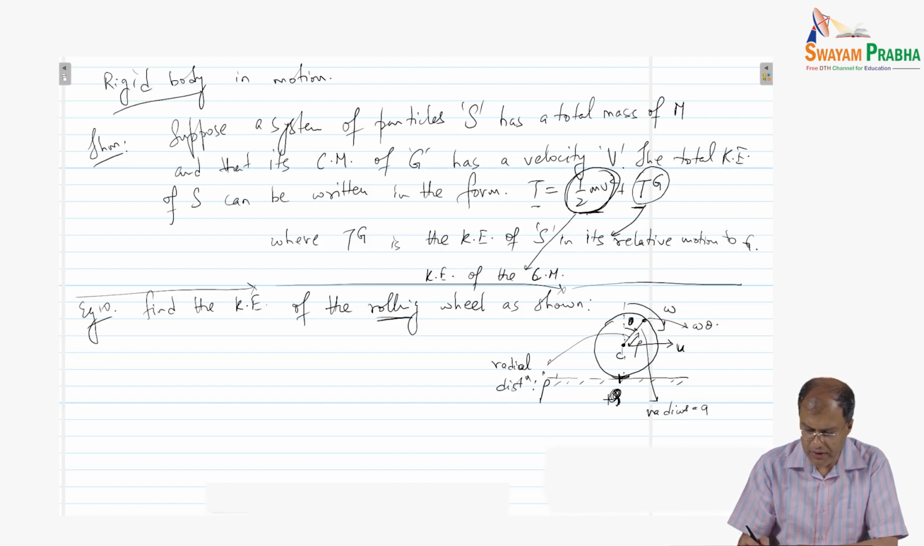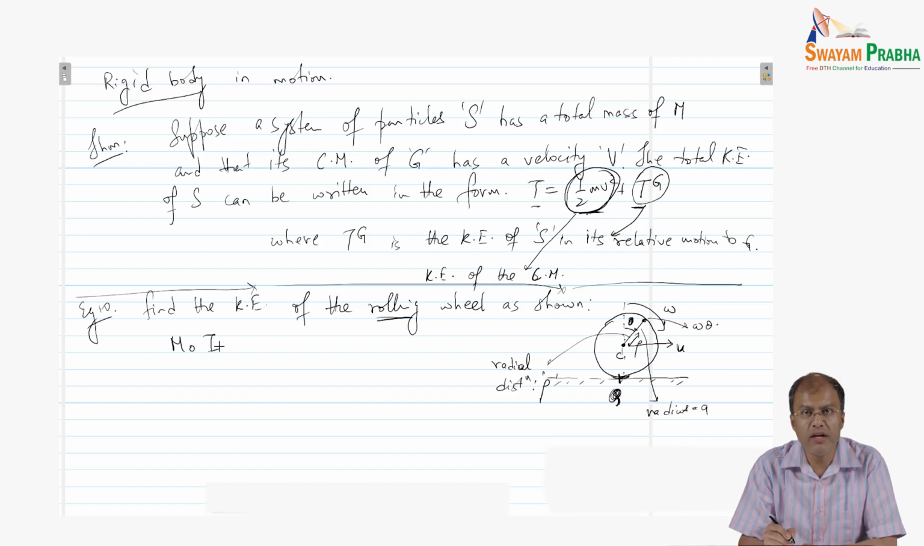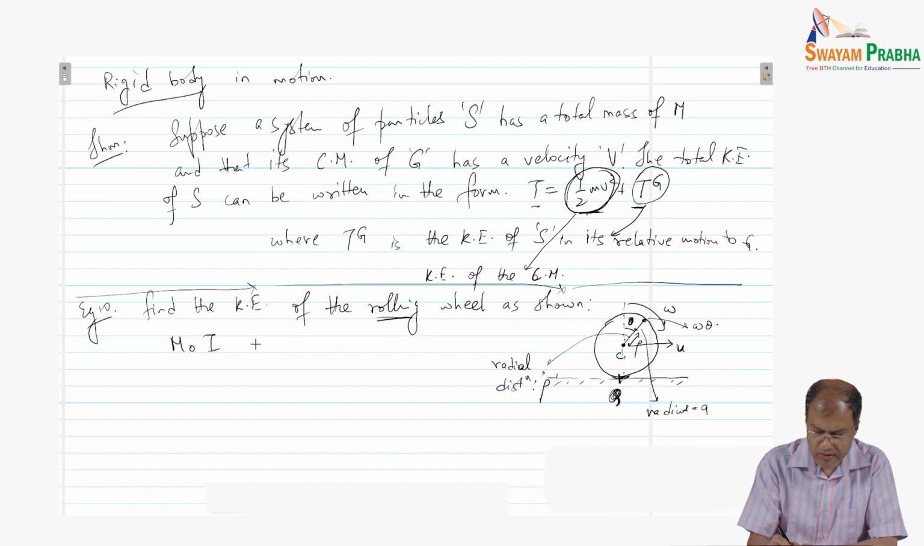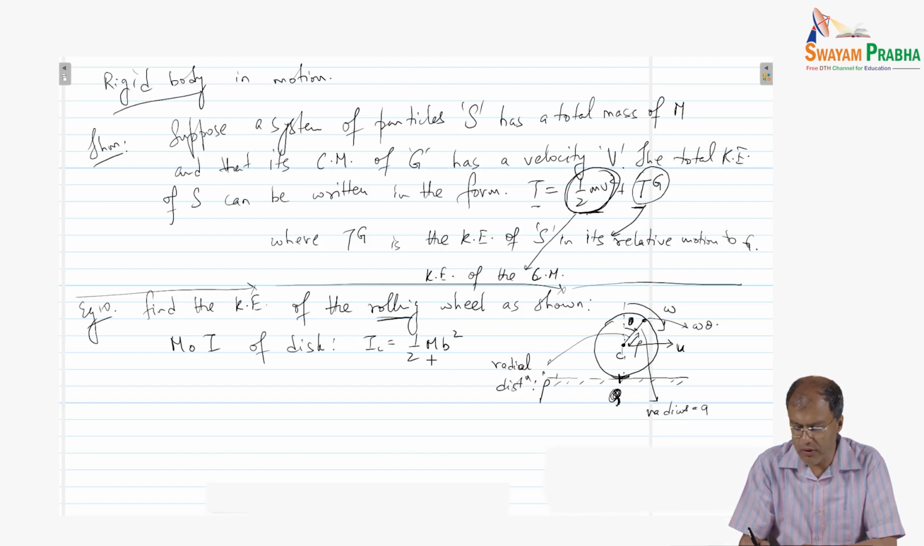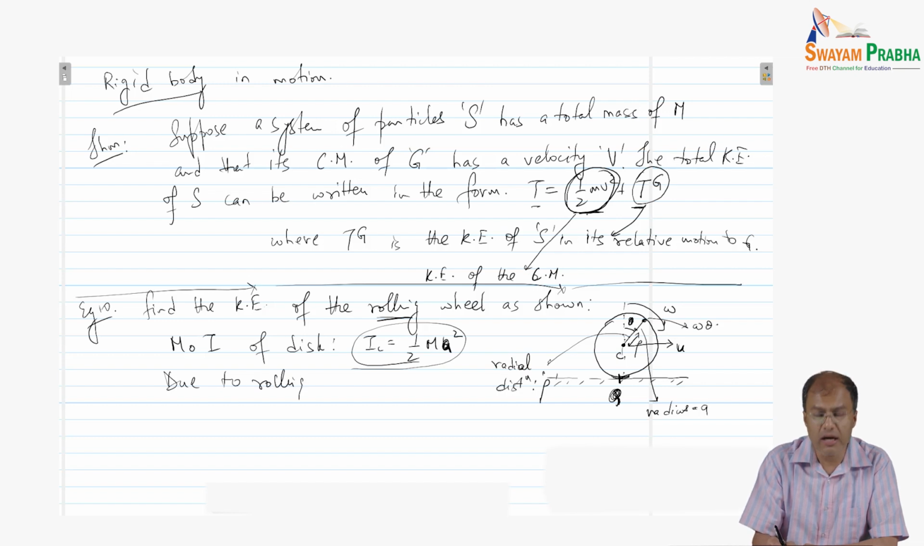Okay, so then what we have is that the moment of inertia of the disk, in this case, is going to be half ma square, where a is the radius of the disk, right? And now, since we have rolling, due to rolling, see, rolling is an important condition.